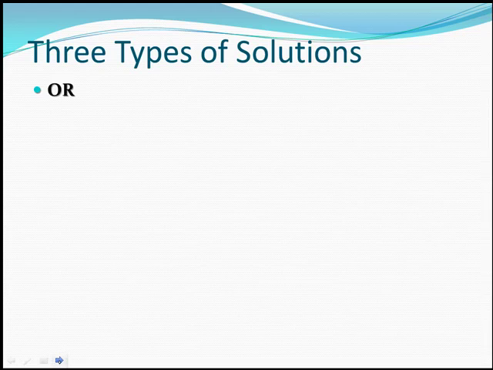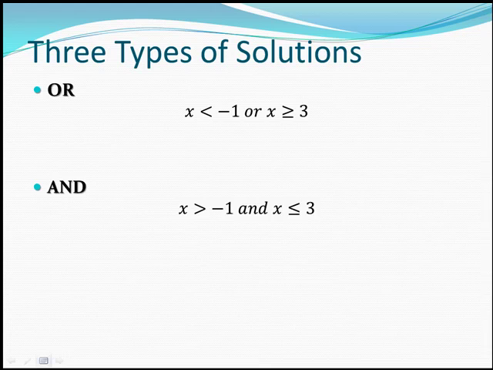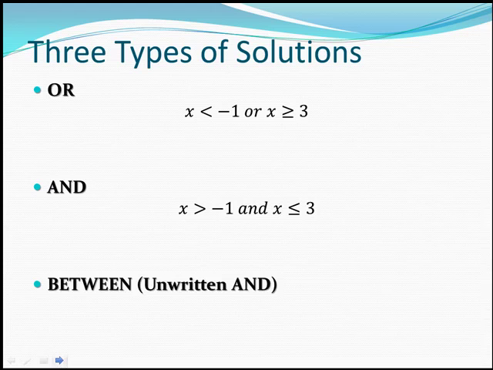So one type is in OR problems, where you see something like x is less than -1 or x is greater than or equal to 3. Another type is the AND, where you see something like x is greater than -1 and x is less than or equal to 3. And then the last is between. It's really an unwritten AND statement.